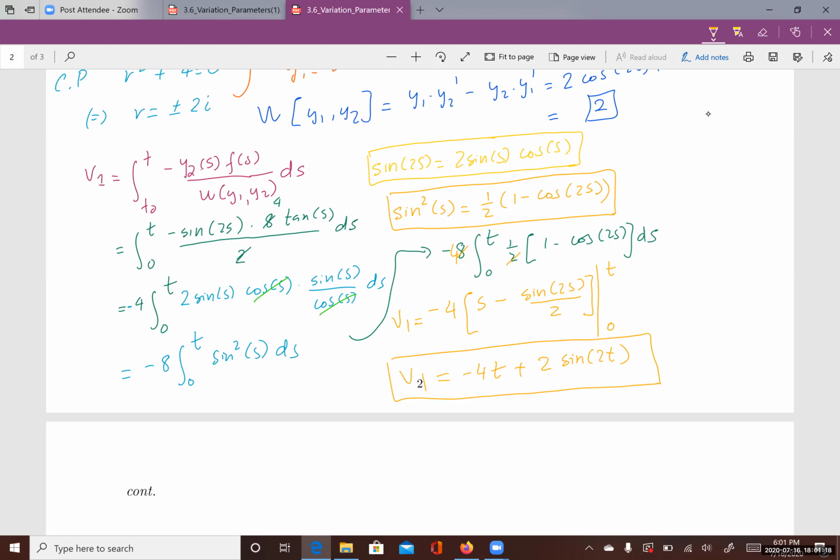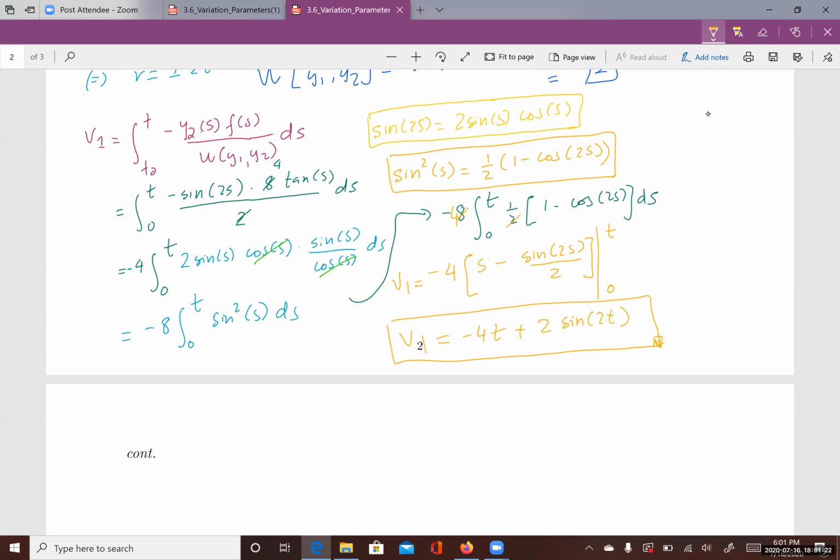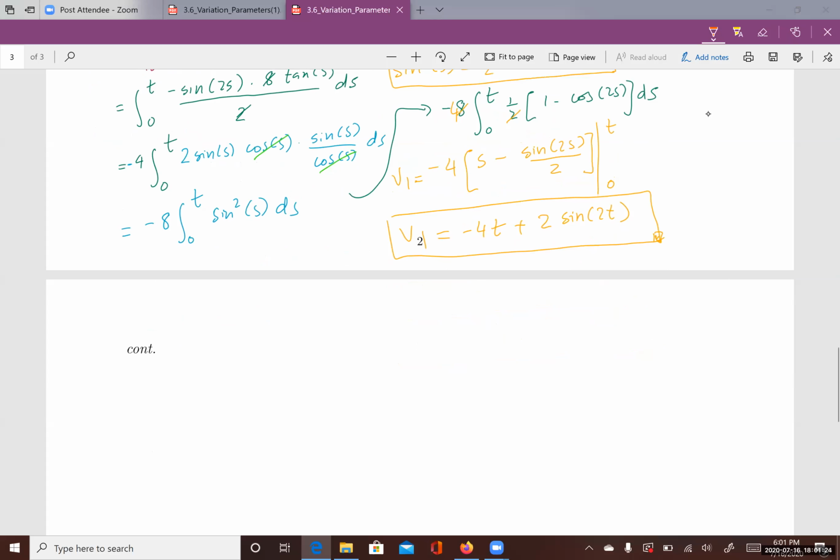Okay, keep in mind, this is v1. Now to find v2. v2, by definition, is equal to the integral from t0 to t of y1 in terms of s times f of s, divided by the Wronskian of y1, y2 in terms of s, ds.